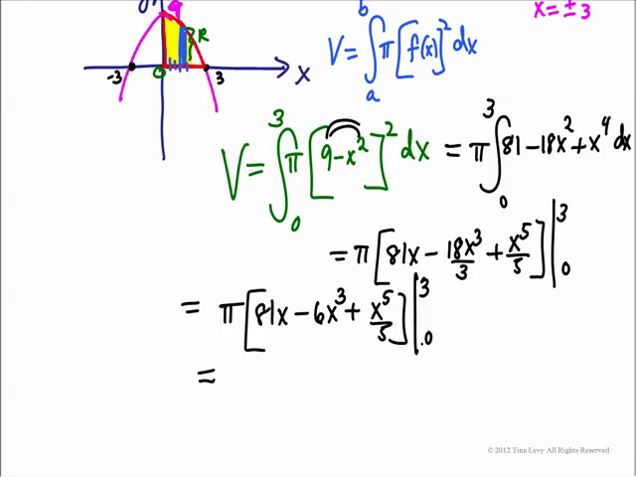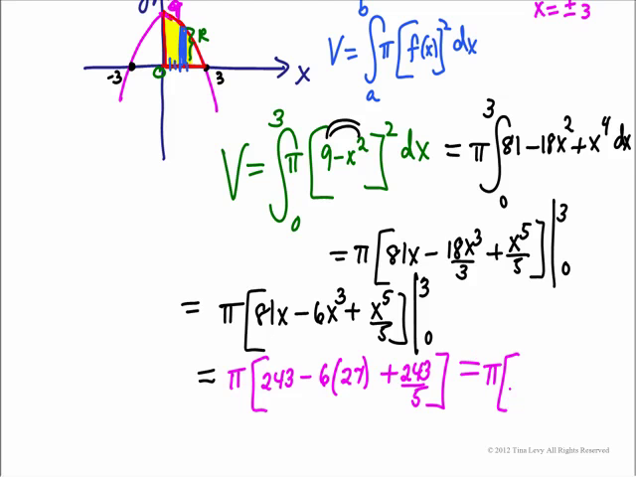And we love 0. Makes it much easier. This becomes pi times 81 times 3, 243, minus 6 times 3 cubed, which is 27, plus 3 to the 5th, which is 9 times 9, 81, times 3, 243 over 5. Working this out, we have pi times 81 minus 162 plus 243 over 5.